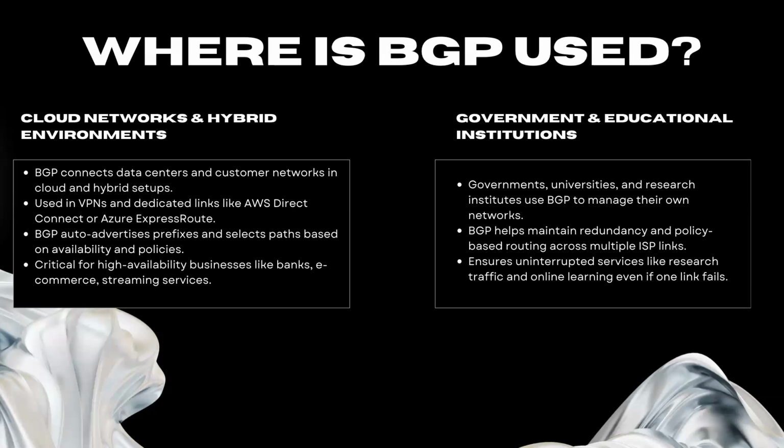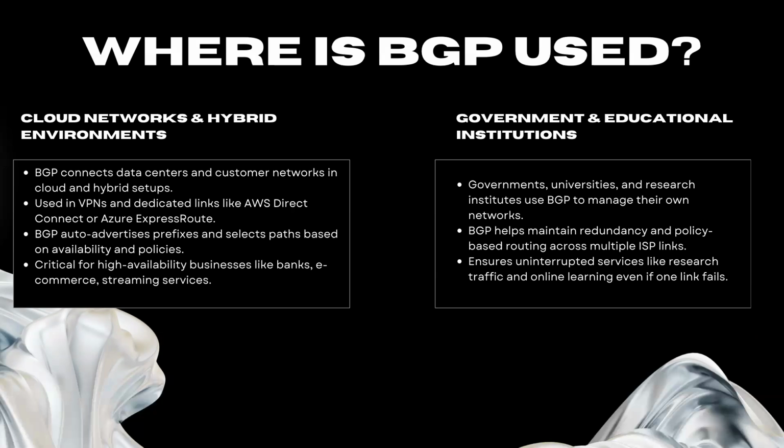So the third point is the cloud network and hybrid environment. BGP connects data centers and customer networks in cloud and hybrid setups. It is used in VPNs and dedicated links like AWS Direct Connect or Azure ExpressRoute. BGP auto-advertises prefixes and selects paths based on availability and policies. It is also critical for high-availability businesses like banks, e-commerce, and streaming services.